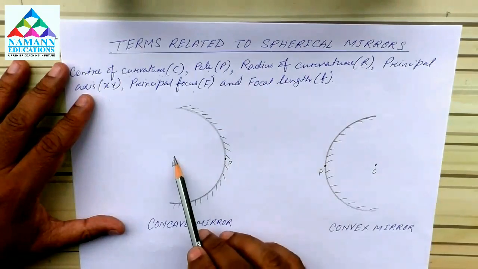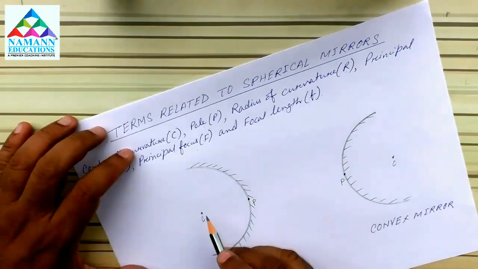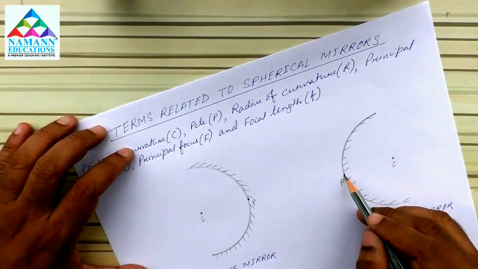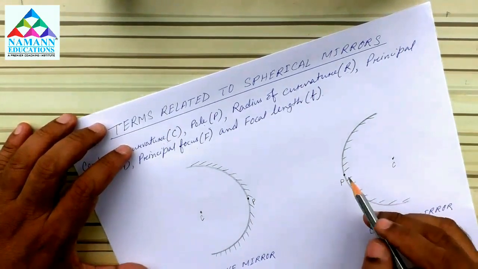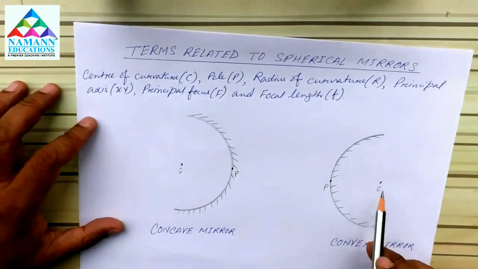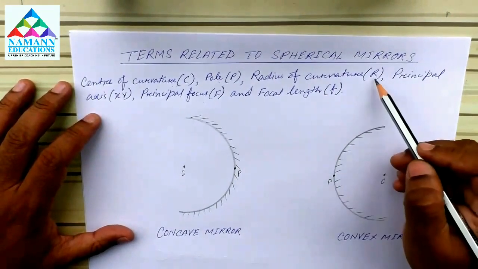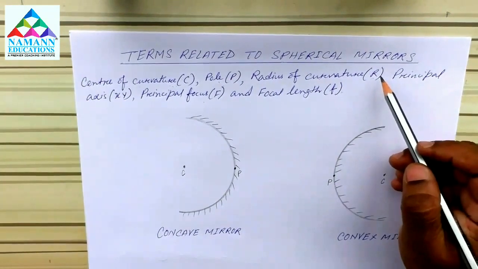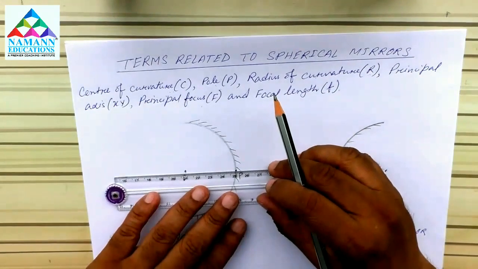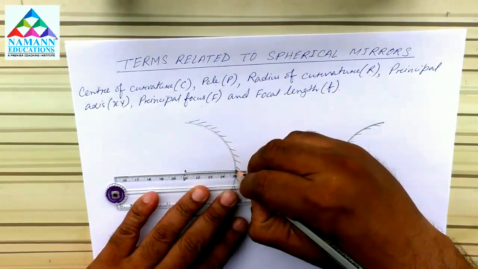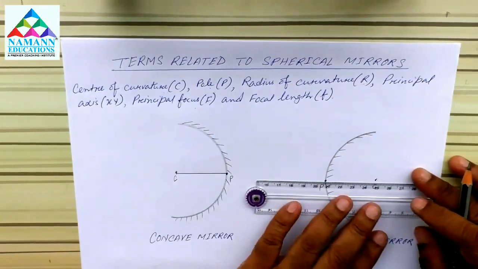If I join C and P, I will get what? Radius, because this is the center and this is the point on the outline. So this is the radius, and CP represents the radius of curvature, which can be denoted by the letter R. So if I join C and P, that CP represents the radius of curvature.